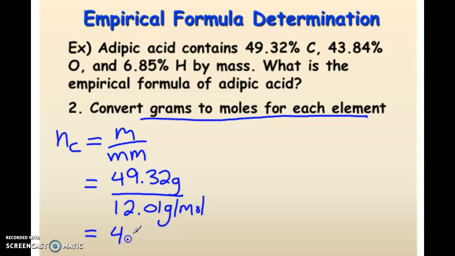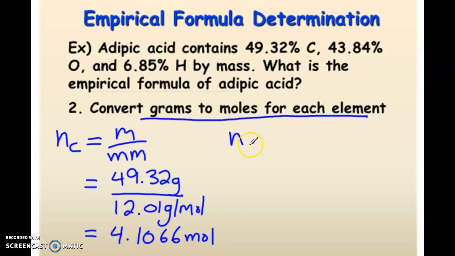So we get 4.1066, let's say, moles. So remember, you don't want to really round this. Don't round this to 4 moles. We're not done yet. So we got to keep it, you don't have to keep all 9 decimal places, but you don't want to round it too much either.